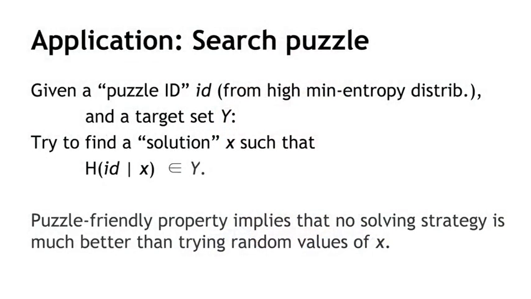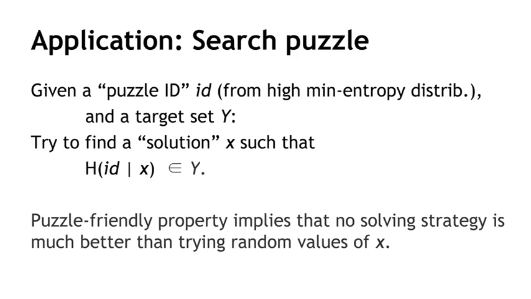To be more specific, the idea is that if we're given a puzzle ID, which is chosen from some high min-entropy distribution, that is some very spread out probability distribution, and we're given a target set Y, which someone wants to make the hash function fall into, then we want to try to find a solution X, so that if we hash the puzzle ID together with the solution X, we get a result that's in the set Y. So the idea is Y is a target range or set of hash results that we want. The ID specifies a particular puzzle, and X is a solution to the puzzle.